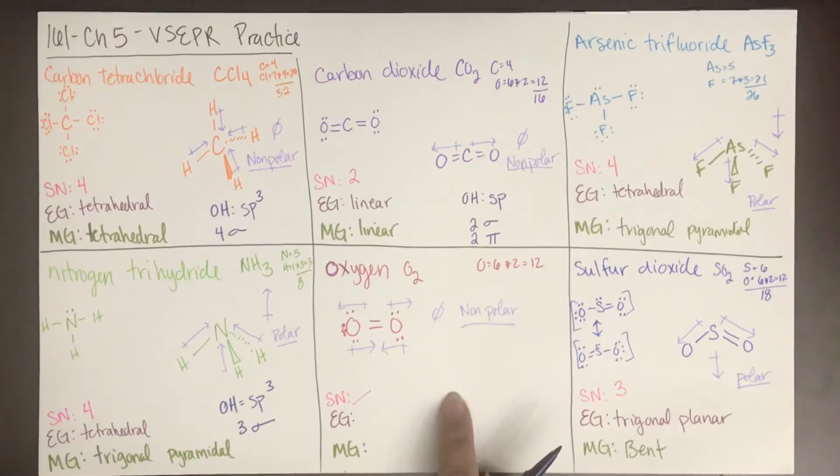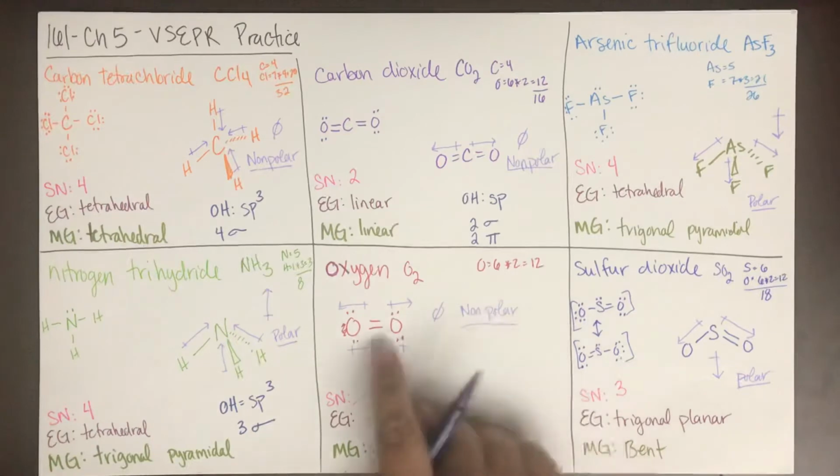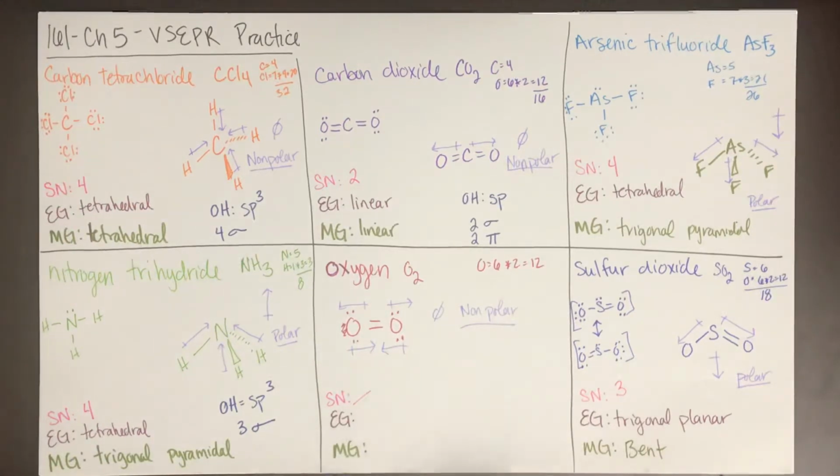Here, I can't really do orbital hybridization without a central atom, so I'm going to skip this. This was just an example. I wanted to show you 2 atoms, it being nonpolar.